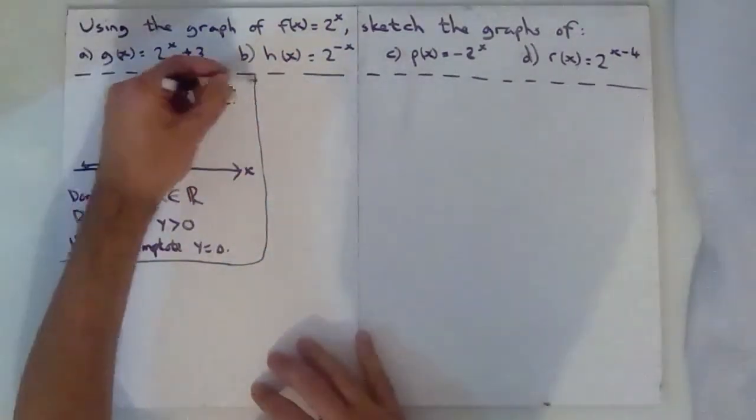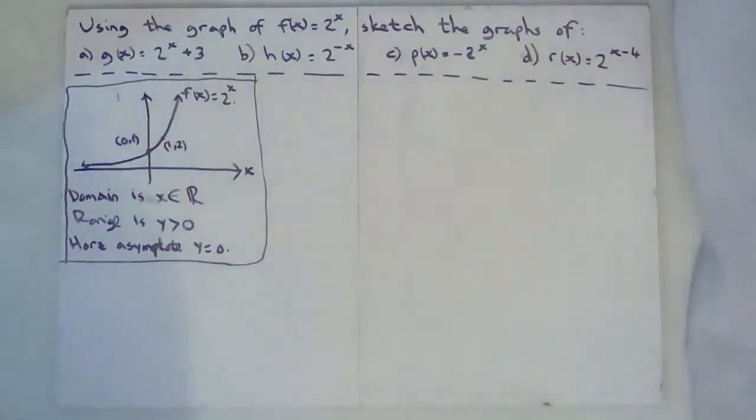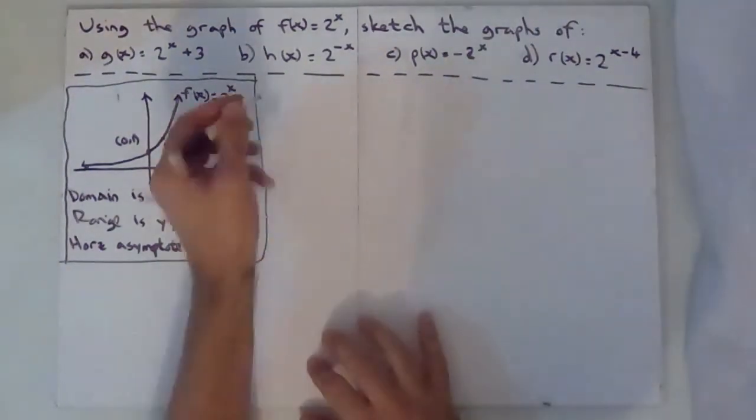So I want to do this for all 4 of those, and we're going to use this as the parent function, and think in terms of transformations. Right, so hopefully we'll fit them all on. So we will start with h.